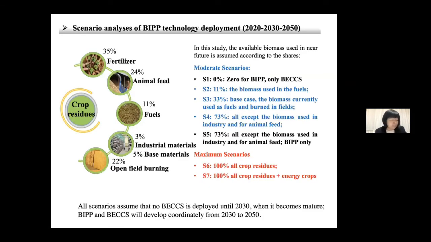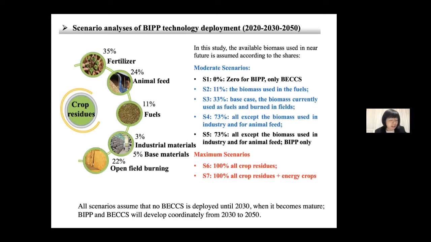To explore more possibilities, we designed more scenarios for the future, from 2020 to 2030 and to 2050. Based on the recent status of biomass resources in China, and I have to mention that China had not pledged carbon neutrality when we submitted our paper, so we only considered 2050 but not 2060. These scenarios assume greater and greater amounts of biomass used.